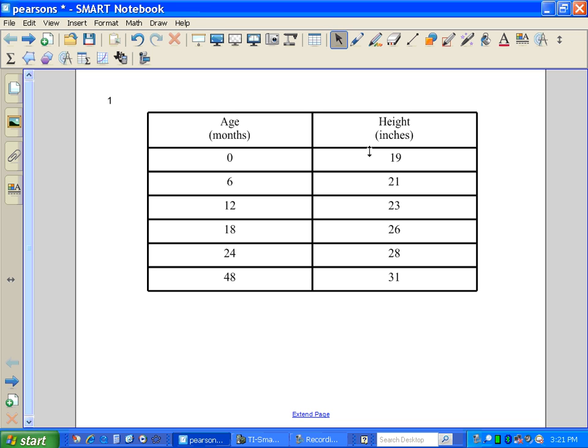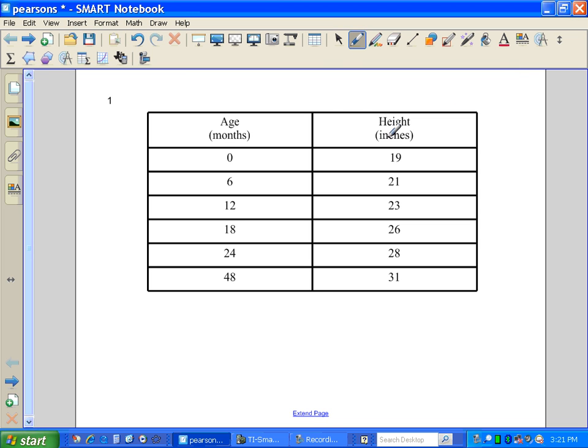I know that you've been studying Spearman's rank correlation coefficient, and today I want to talk to you about Pearson's correlation coefficient. To start out, I want you to take a look at the data that you have here in front of you.